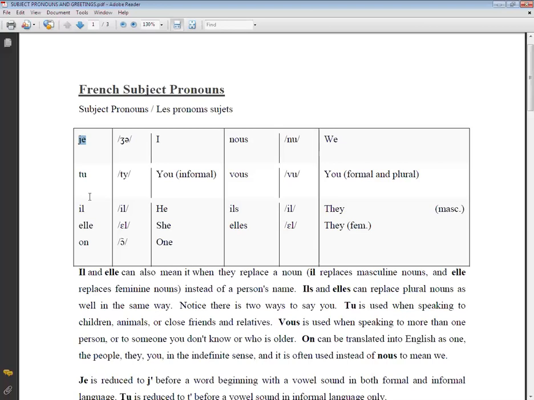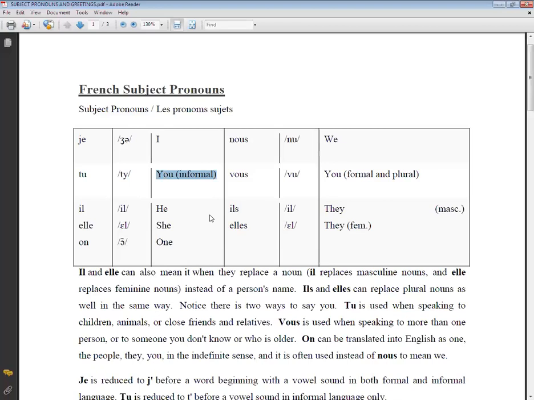For the second person, we say tu, not true, but tu. The U has the Y sound in it, as you can see how it is written in English. Can you say tu? Tu. It is you, informal. In French, we have two levels of communication, the formal and the informal. That is very important for you to know.